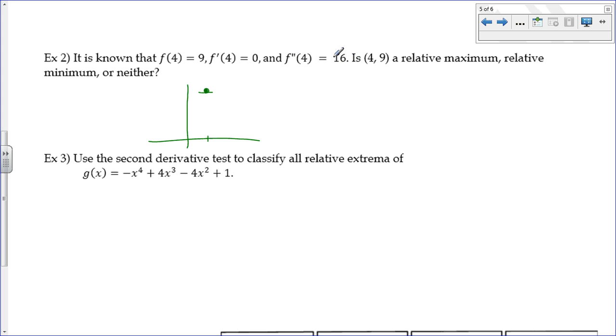Well, I don't care so much about the fact that it's 16, but I do care that that's positive. So that means this bends upward. Is (4, 9) a relative max, relative min, or neither? It's a relative min. And we figured that out by the second derivative test, which is a perfectly legitimate justification, by the way, if you're ever asked to classify a critical value.